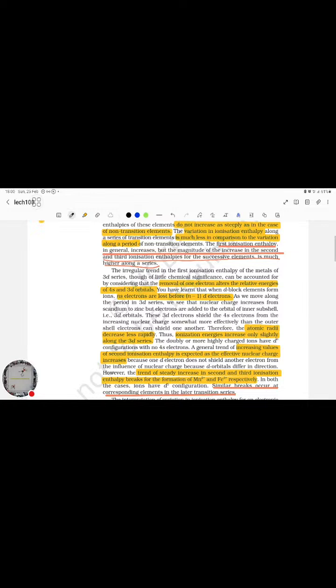As we move along the period in the 3d series, we see that the nuclear charge increases, but the electrons are added to the orbital of an inner subshell. These 3d electrons shield the 4s electron from the increasing nuclear charge somewhat more effectively than the outer shell electrons can shield one another. Therefore, the atomic radii decrease less rapidly. Thus, the ionization energies increase only slightly along the 3d series. The doubly or more highly charged ions have d^n configurations with no 4s electrons.